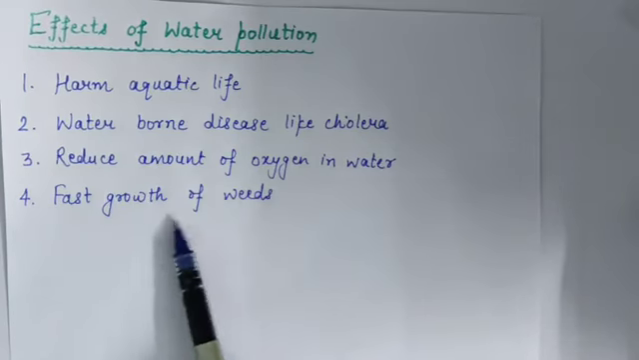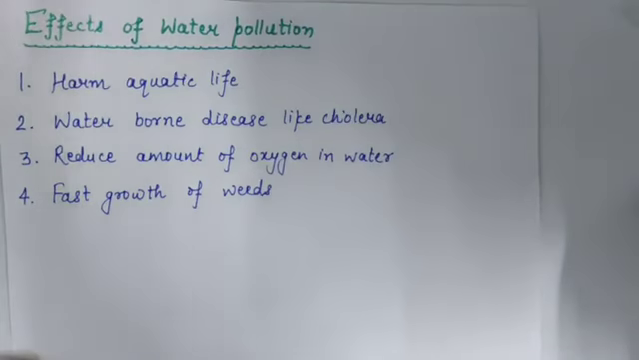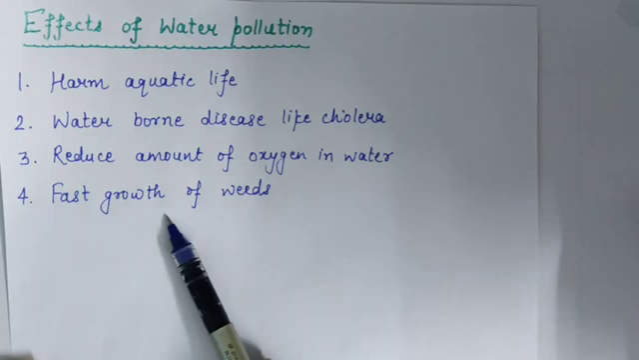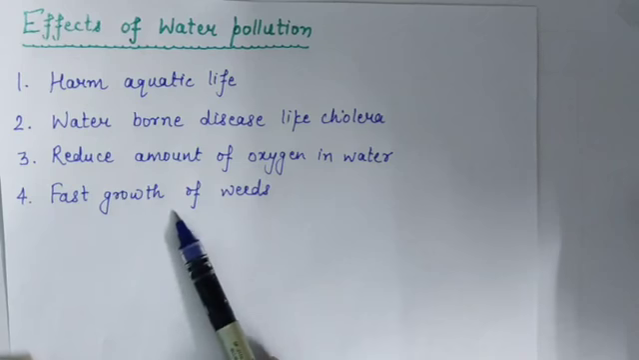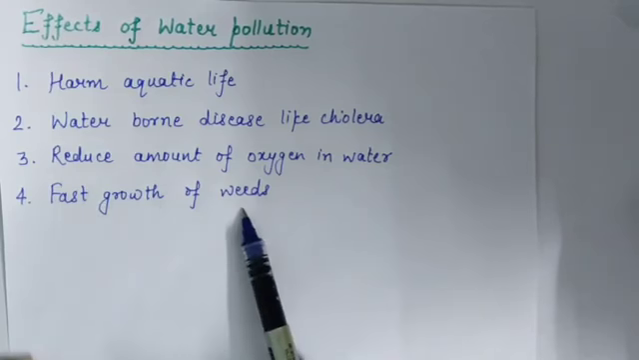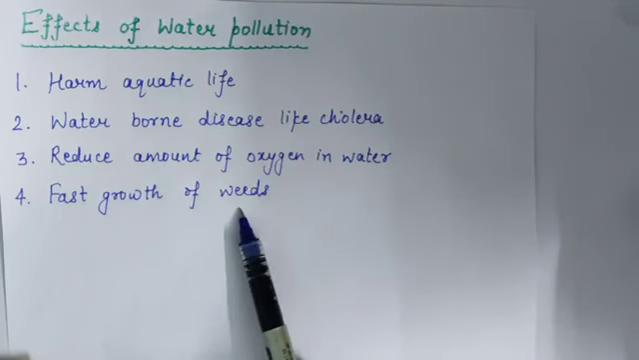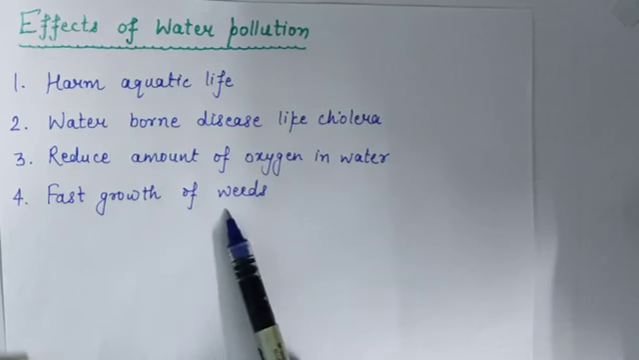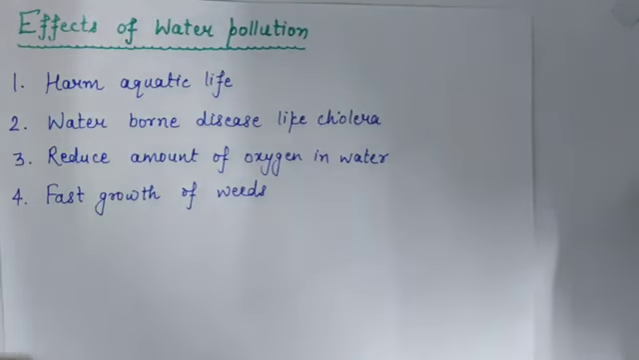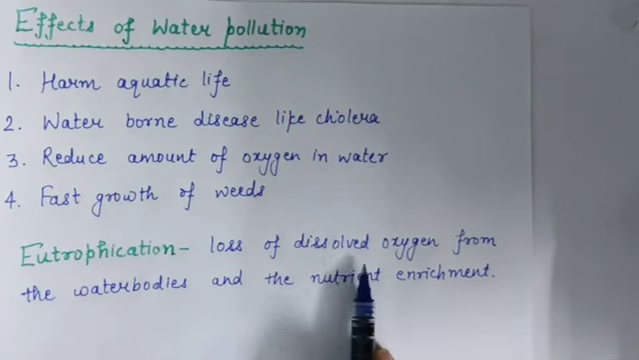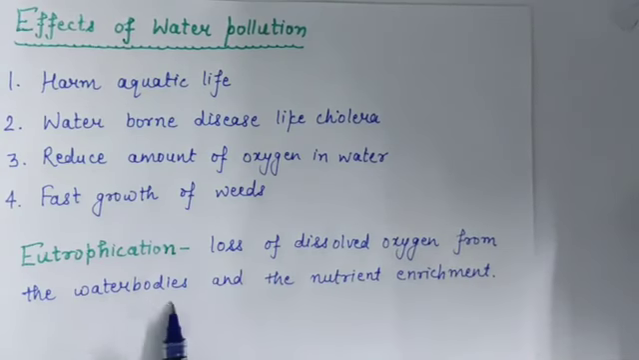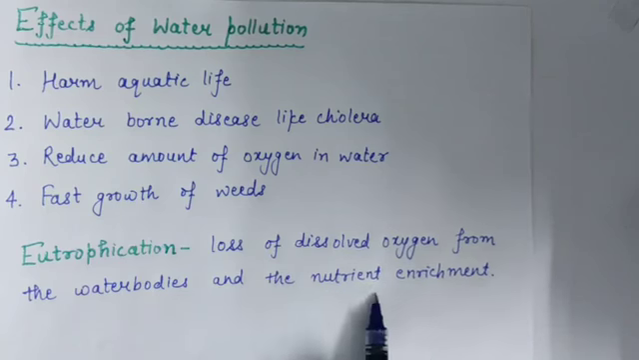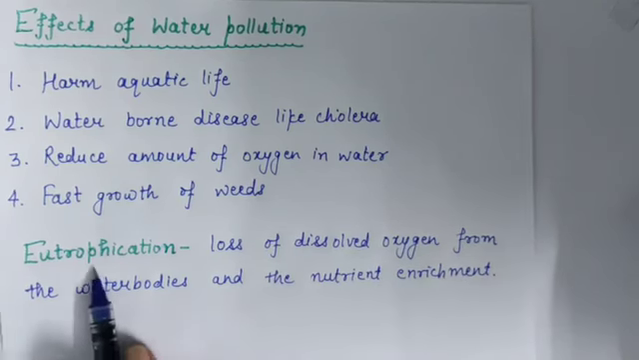Next is fast growth of weeds. Washing of fertilizers into water bodies by rain causes fast growth of weeds, which consume most of the dissolved oxygen from the water. So it reduces the amount of oxygen in water and may cause death of aquatic animals. And this loss of dissolved oxygen from the water bodies and the nutrient enrichment is called eutrophication.